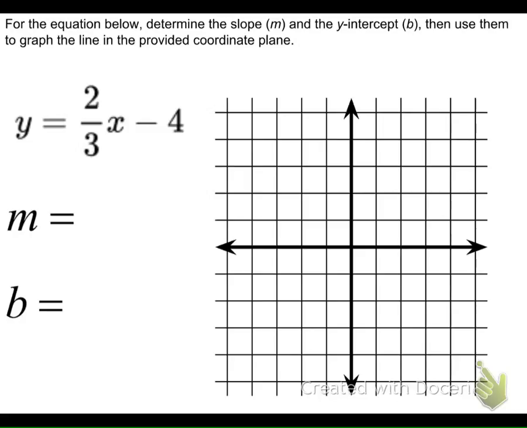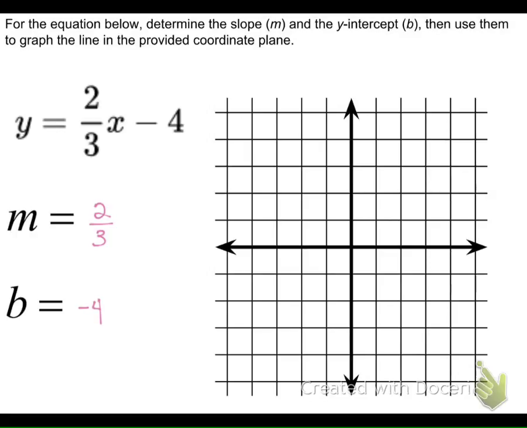So we have this equation here, y equals 2/3 x minus 4. The first thing we need to identify is what the slope is. So what's the slope of this equation? 2/3. Because 2/3 is the number being multiplied by x, that's going to be our slope. That's going to be our m. Then what's our y-intercept? What's the number that's by itself? So that's going to be my y-intercept.